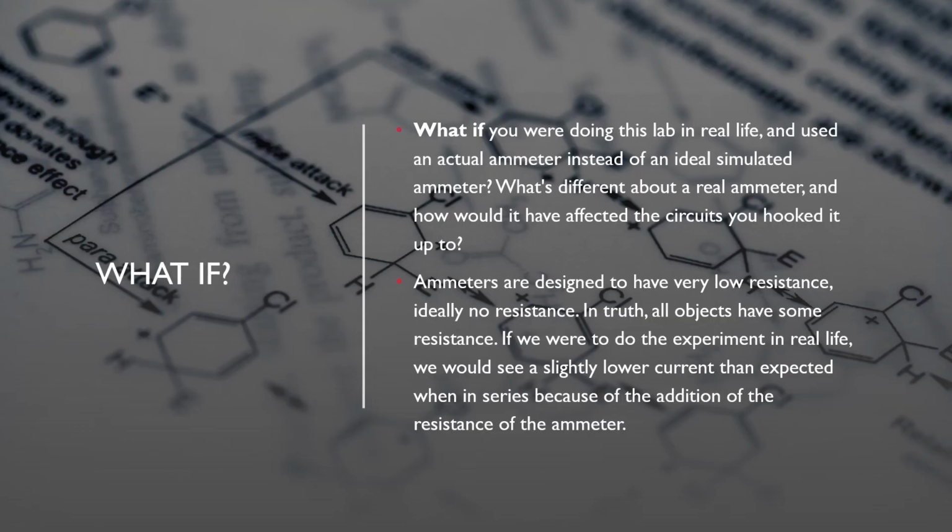We'll wrap up with the what if statements. What if you were doing this lab in real life, using an actual ammeter instead of an ideal simulated one? What's the difference about the real ammeter, and how would it affect the circuits you hooked it up to? Well, ammeters are designed to have very low resistance, ideally none. In truth, all objects have some sort of resistance. So if we were to run this experiment in real life, we would see a slightly lower current than expected because when in series, there is the addition of the resistance of the ammeter.